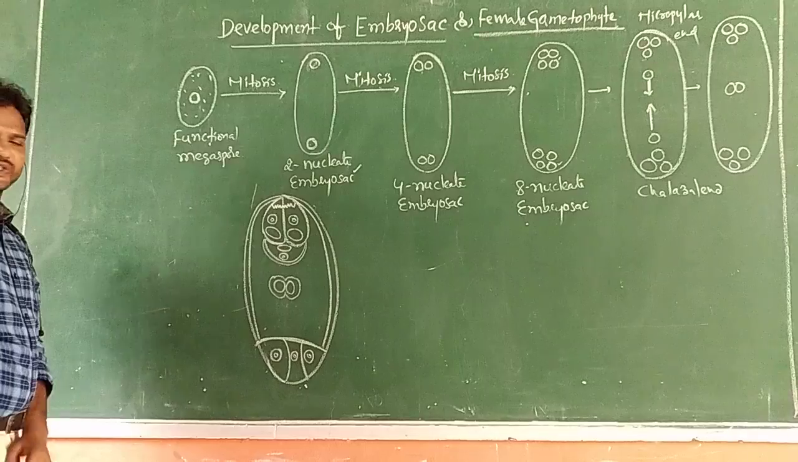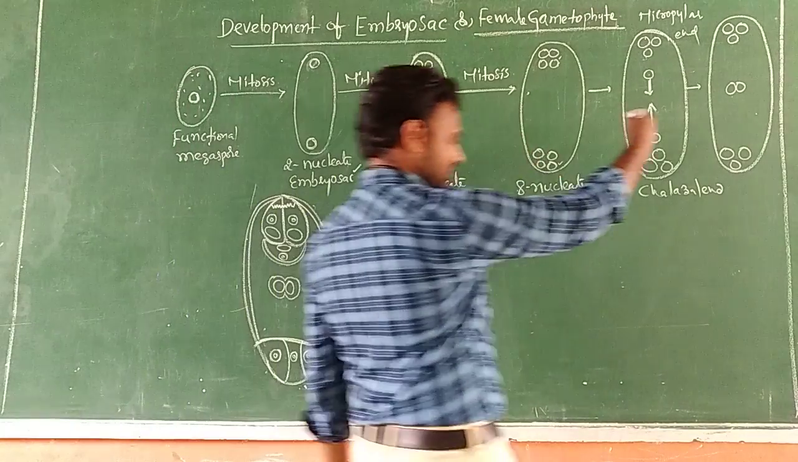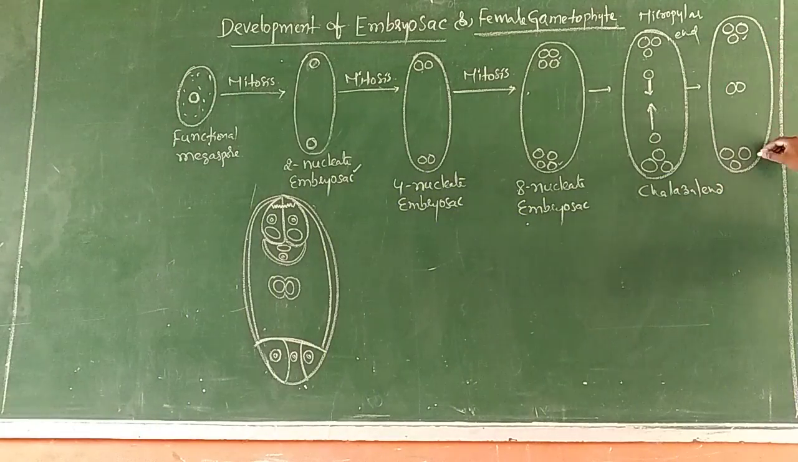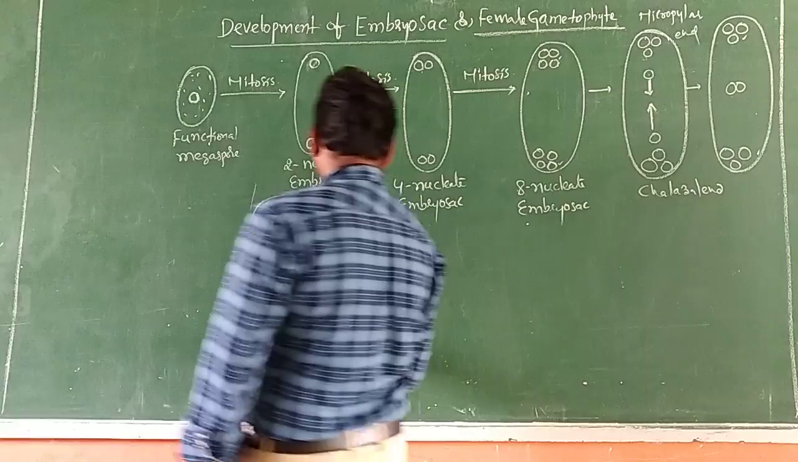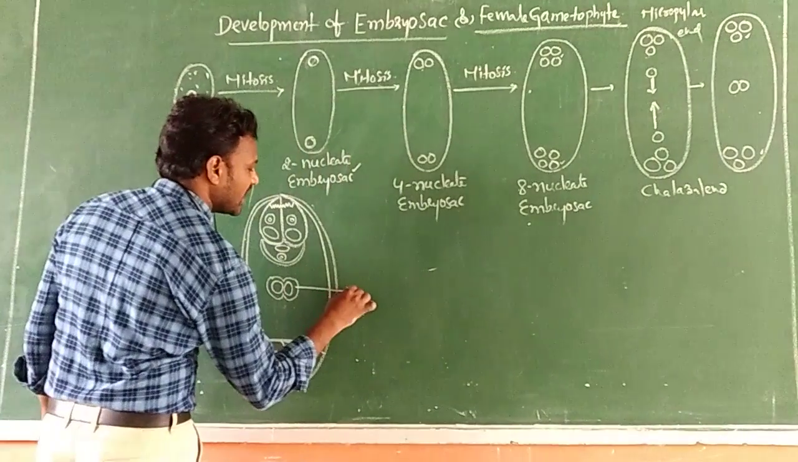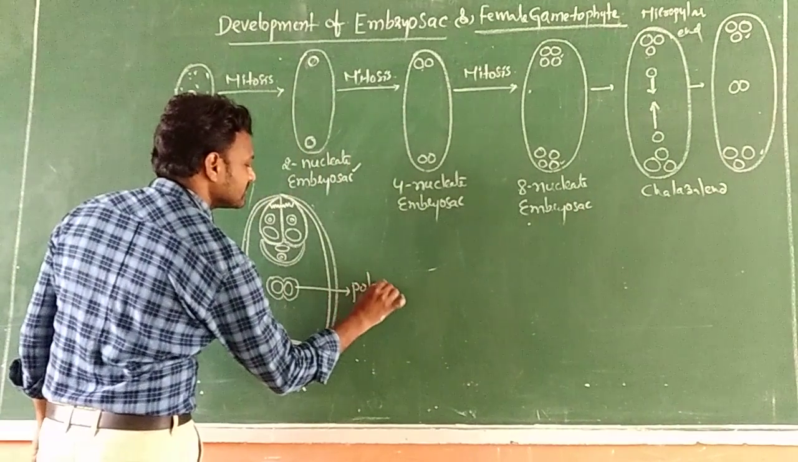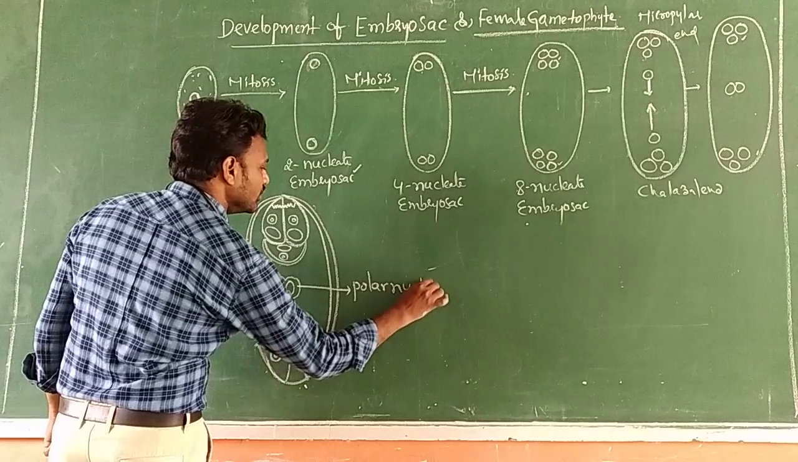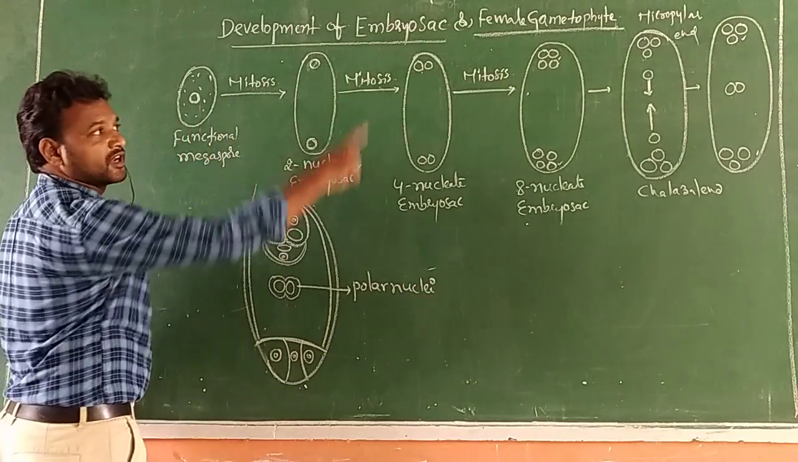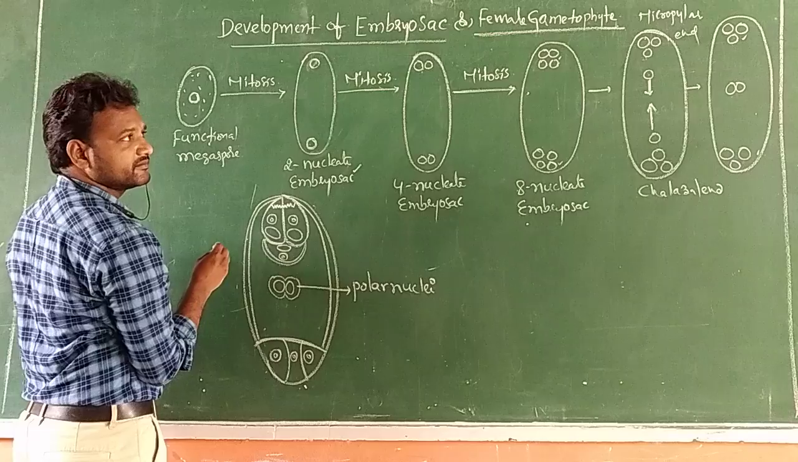Students, you observe here 3 nuclei, here 3 nuclei. The middle one, 2 nuclei. These 2 nuclei are called polar nuclei. Upper side 3 nuclei are there.